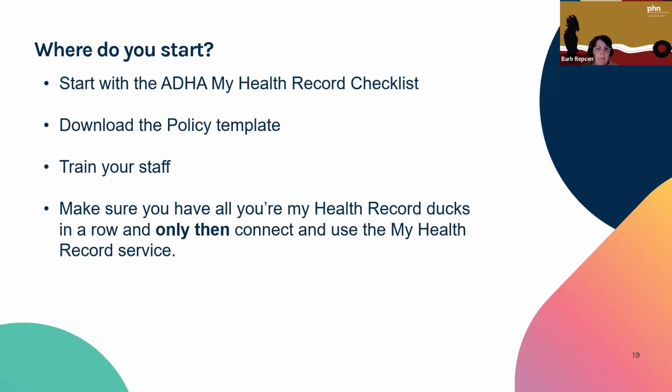So just a little tip, a little shortcut for you. Where do you start? There is a checklist available, as Lindy spoke of before. So start with the Digital Health Agency My Health Record checklist. You can download the policy template, train your staff, and make sure you have all your My Health Record ducks lined up in a row, and only then connect to the My Health Record service. And also complete the e-learning module on My Health Records privacy access.